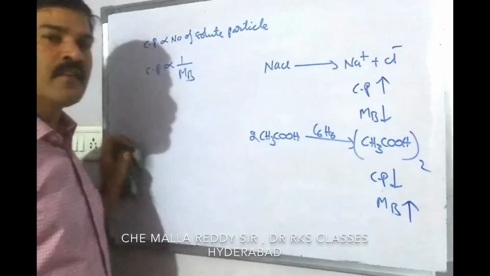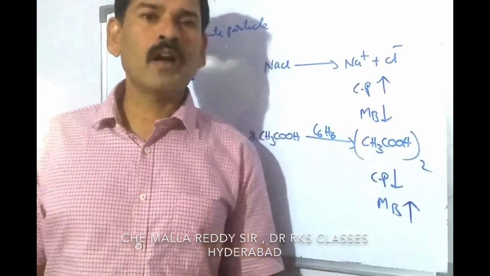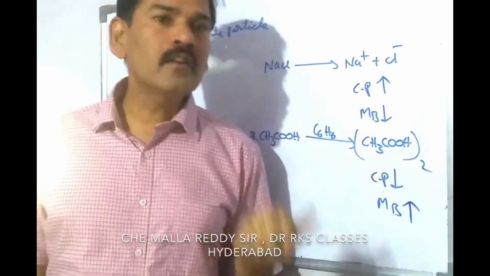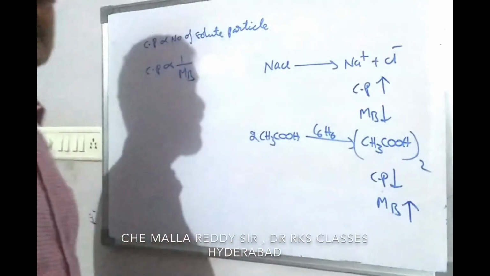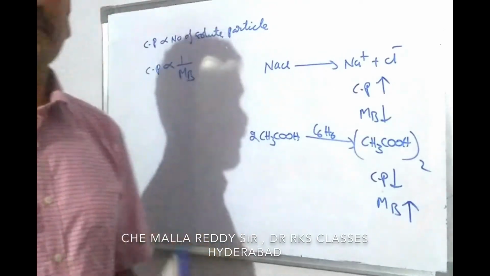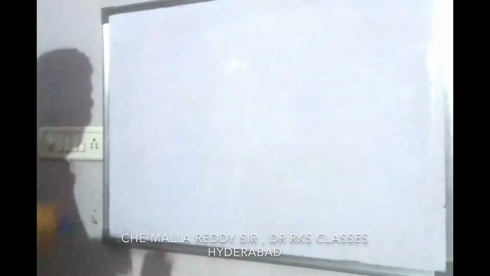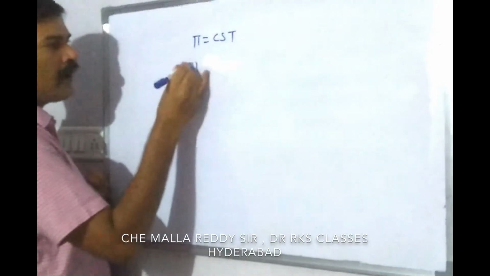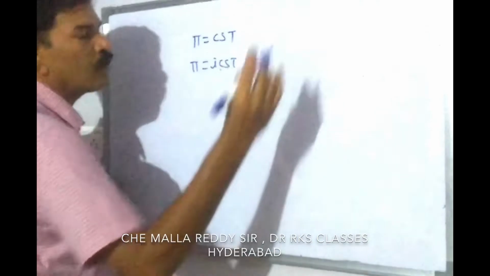That means if the solute undergoes association or dissociation, you are not getting the normal molecular weight. So, in order to get the normal molecular weight, Van't Hoff introduced the Van't Hoff factor into his equation. That is nothing but the modified Van't Hoff equation. Here, the Van't Hoff equation is pi = CST. Here, pi = iCST. This is the modified Van't Hoff equation.